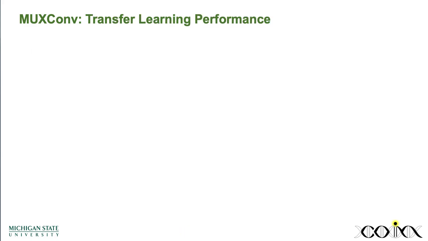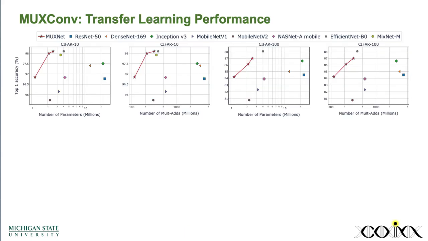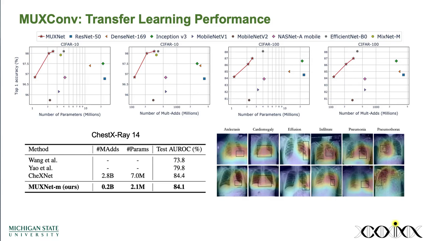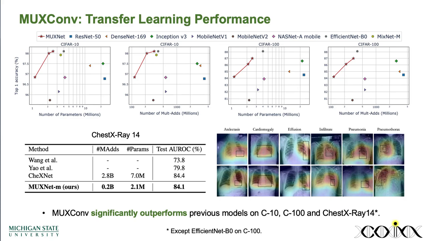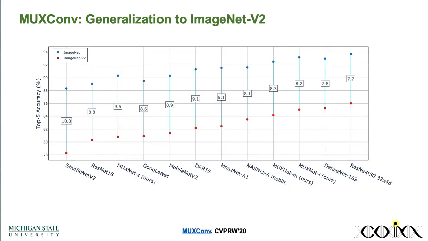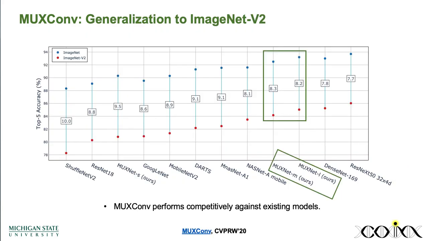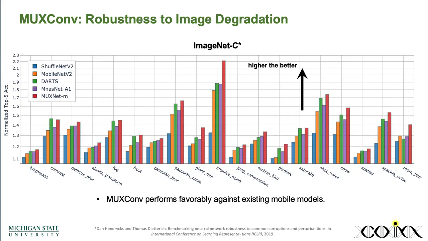We then apply our MUXNet to CIFAR-10, CIFAR-100, and the ChestX-Ray14 datasets under a standard transfer learning setup, where we again observe that our model outperforms most previous models in both parameters to accuracy and flops to accuracy on all three datasets. We further evaluate the generalization ability of our MUXNet on the ImageNet v2 dataset and robustness to image degradation on the ImageNet-C dataset, where in both cases, we find our model performs competitively against existing models.